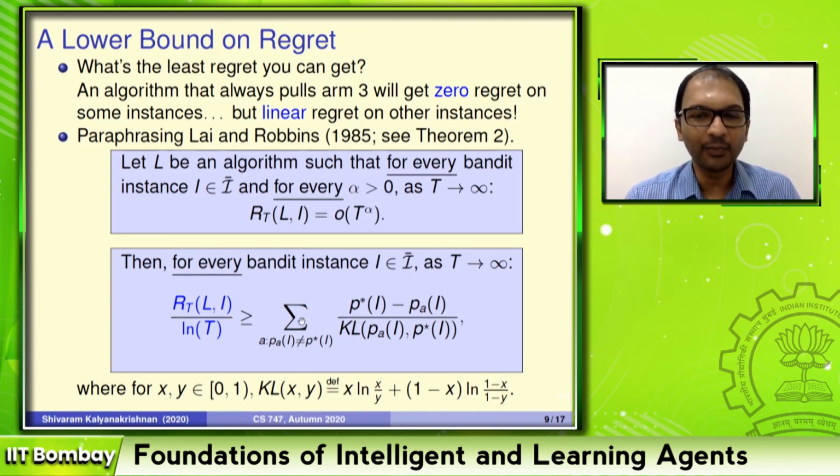So we are doing a sum over all the arms in the bandit instance which are suboptimal arms. So we are looking at every arm A for which pA in that bandit instance I is not equal to p star, which means it is smaller than p star. For each such arm, we are taking a term. That term is p star minus pA, the difference between that arm's mean and the optimal mean, divided by KL divergence of pA of I and p star of I.